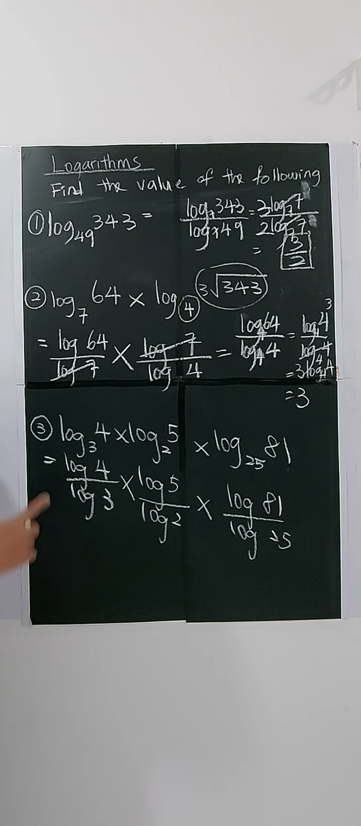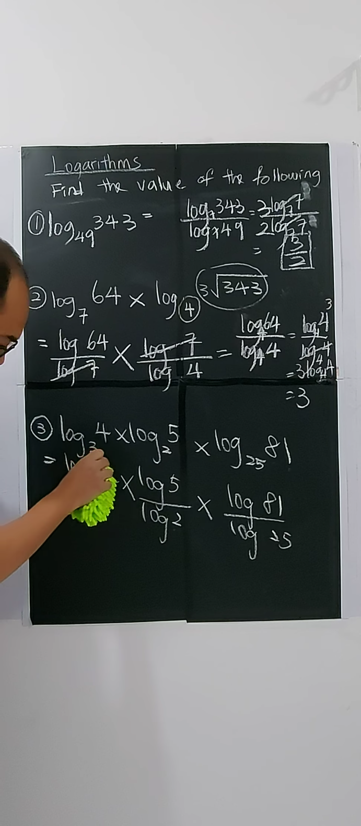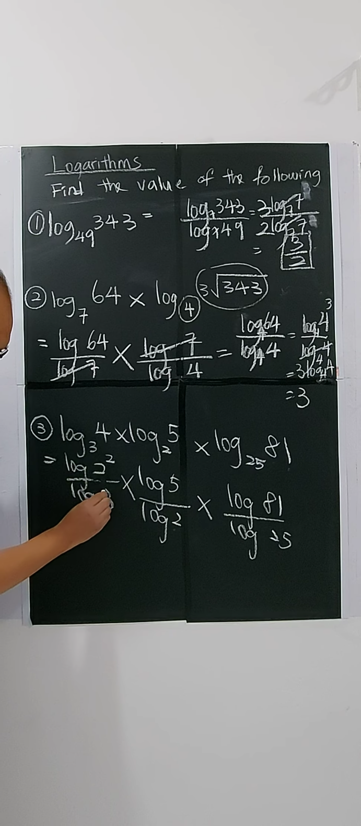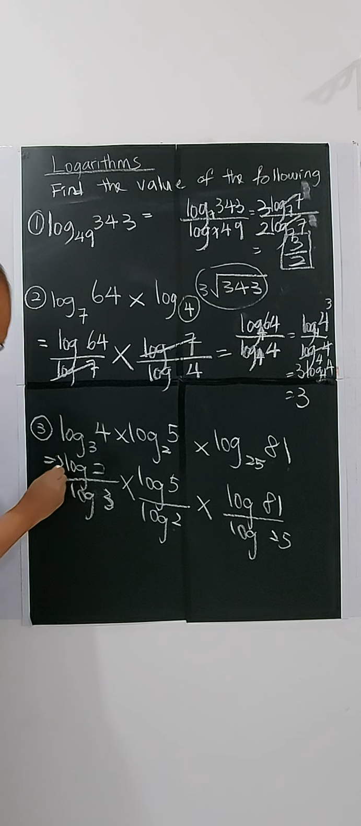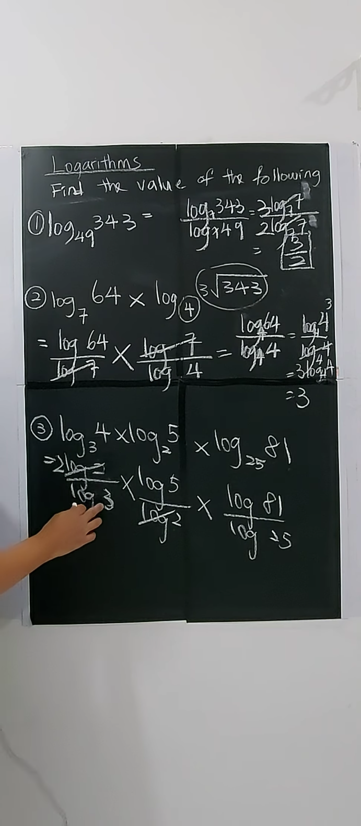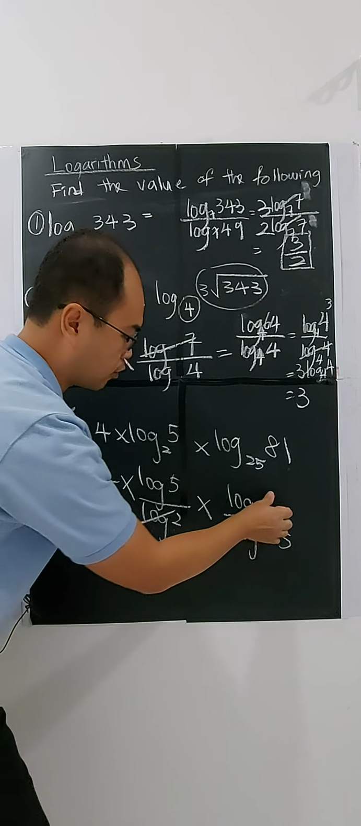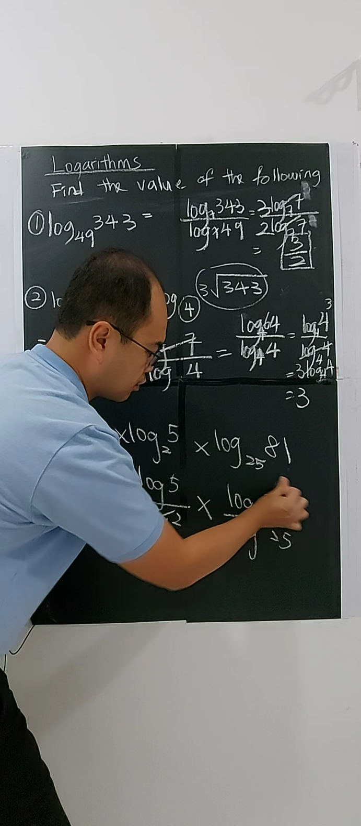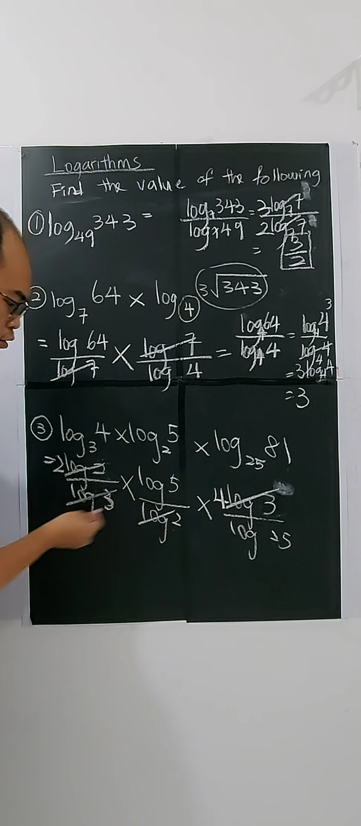I can see 4 and 2. You cannot simply cancel, but you must know that 4 is 2 to the power of 2. Then you can put the 2 in front, and now this 2 and this log 2 already cancel out. Then 3 and 81 also have a relationship, because 81 is 3 to the power of 4, which you can bring down the 4 in front. Now log 3 divided by log 3 cancels out.